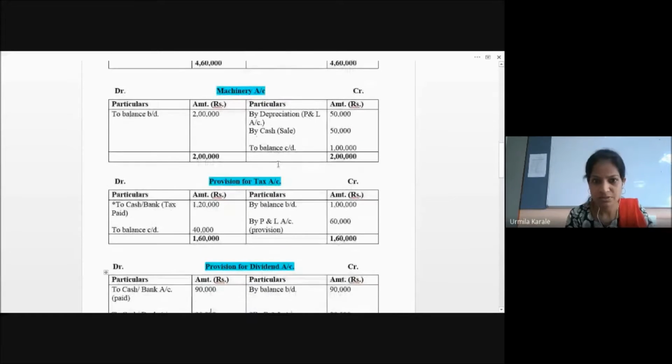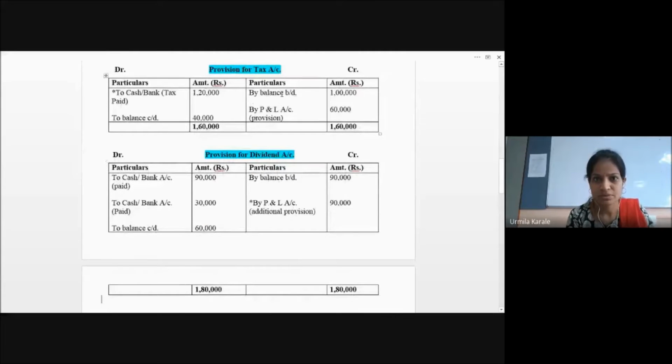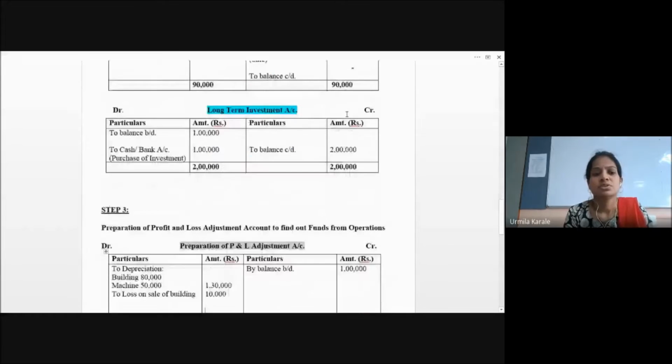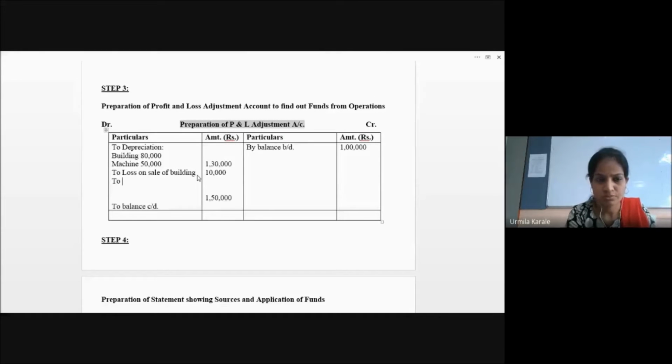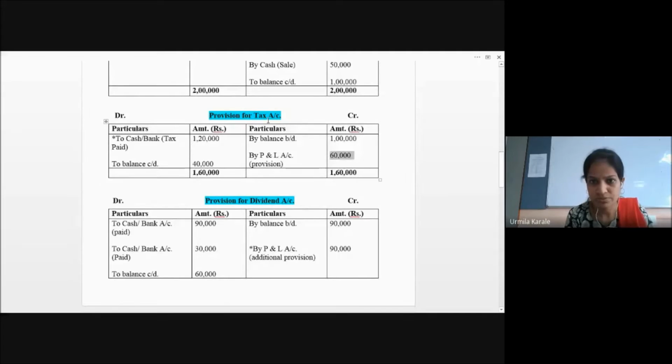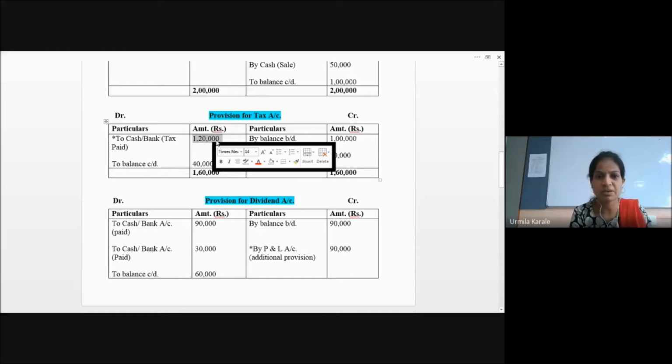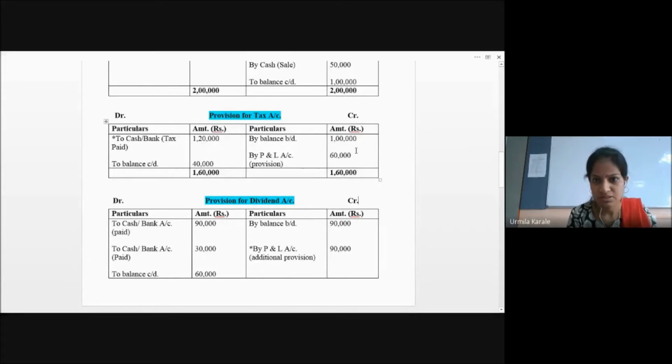Next account, provision for tax. Provision created 60,000. So this account credit side, profit and loss account debit side, this amount, provision created 60,000. Let's see your profit and loss account. Provision for tax 60,000. This we have shown. This side is done. On this side there is tax paid. Tax paid means payment, means application, fund flow 120 tax paid. This is done. Okay, now provision for dividend.